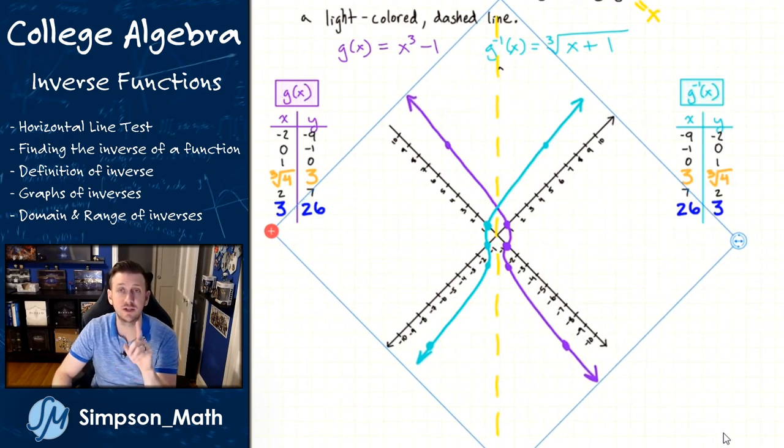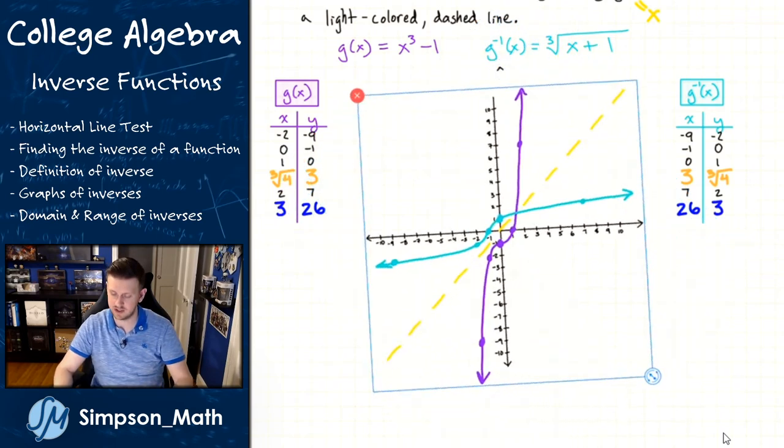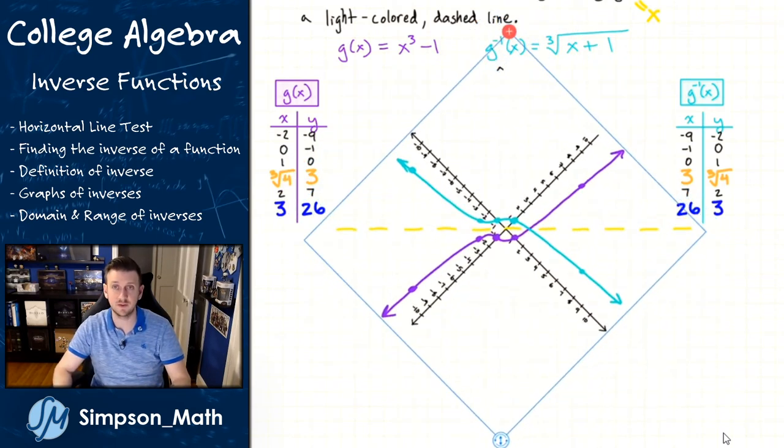But what do you see about the relationship between the blue and the purple graph? The cyan, turquoise, and the purple graph. Well, they're reflections over each other, right? The reflections over that dotted line. Let me rotate it this way. It might be a little bit more visible that way. So if you look at it this way, you see how they're reflections over that dotted line?